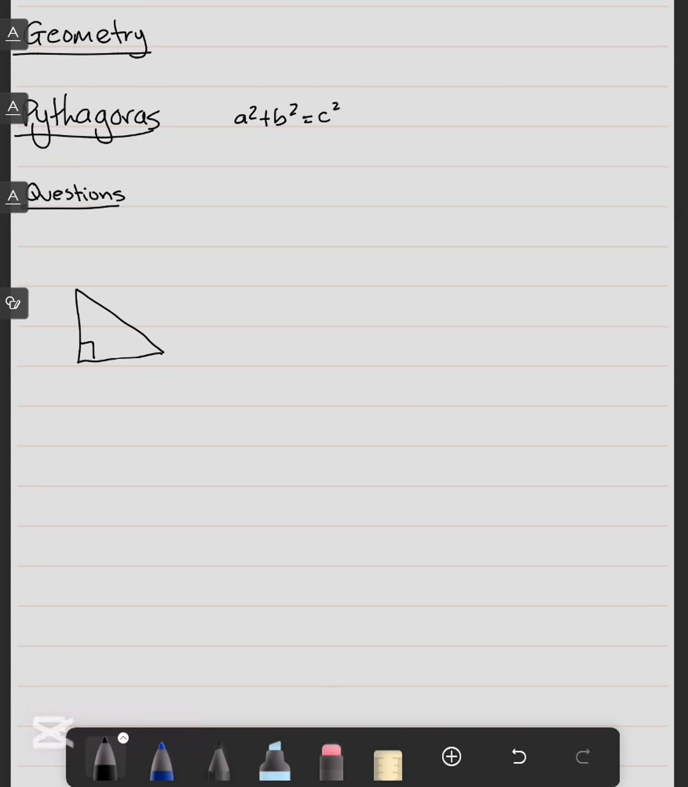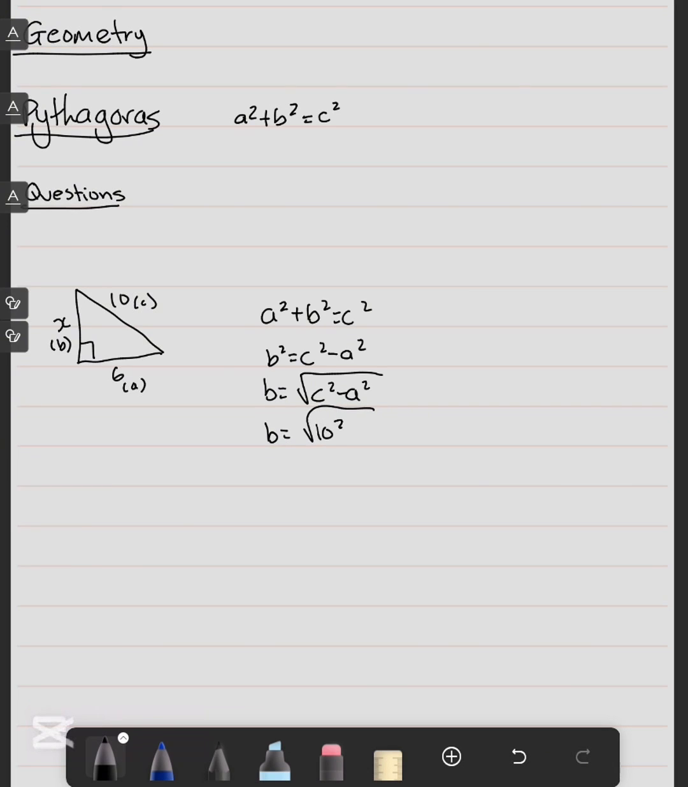Okay, let's try a final example where we aren't trying to find the hypotenuse. So we're trying to find a or b. So it doesn't matter what side you label a or b. So we've decided to label x b this time. Which means we're going to have to rearrange the equation to make b the subject. So we get b is equal to the square root of c squared minus a squared. We substitute in as normal and we solve. We get b is equal to the square root of 64. We know that's a simple square root, which means b is equal to 8.